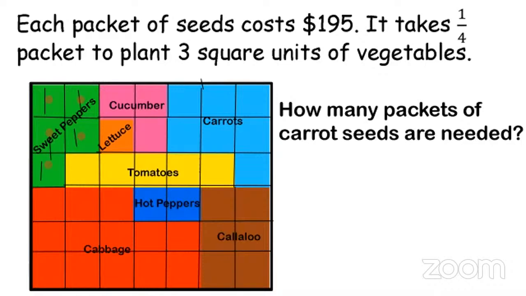All right, yes, so listen to this. I'm going to ask you all a question. At first, remember it. So we say that it takes a quarter packet to plant 3 square units of vegetables. Please close your mic. All right, so if it takes a quarter packet, it means a whole packet can plant how many square units?